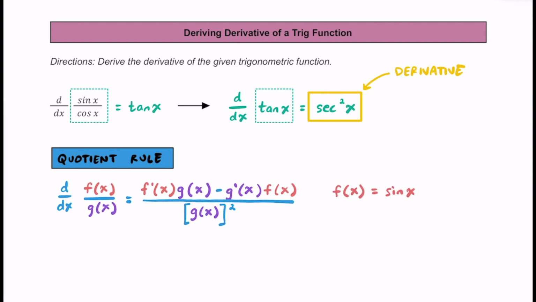Notice our f of x function in this particular case is the sine of x, so we can write that f of x equals sine of x. And also notice that g of x is our cosine of x in this particular case. So let's write that down. We know what f of x and g of x are equal to.